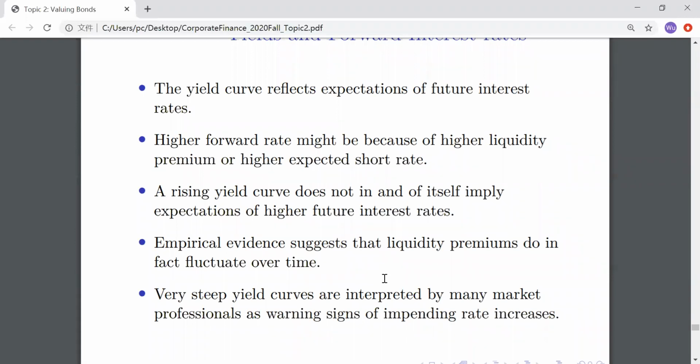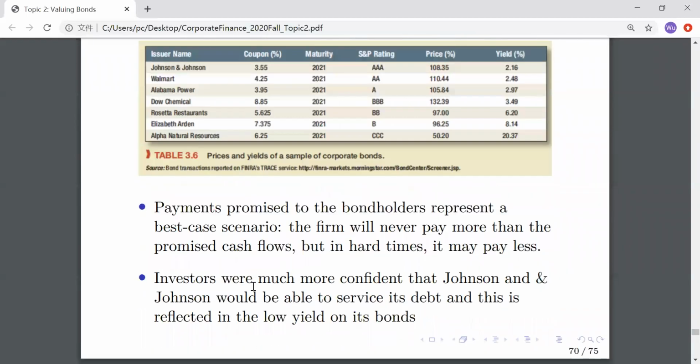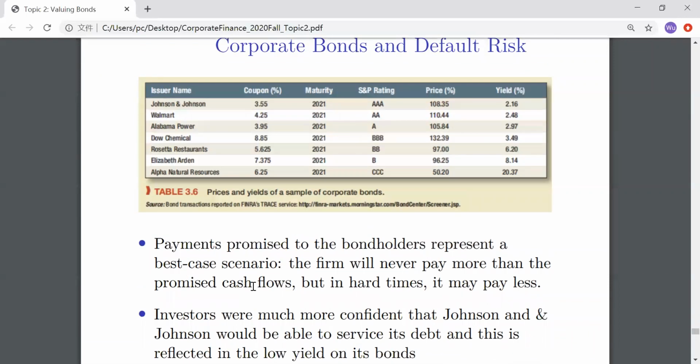But in general, if you have a very steep yield curve, this can give you some comfort that in the future the rate is going to increase, because liquidity premiums are usually not very huge in normal times and do not tend to fluctuate substantially at different times. So if you have a very steep yield curve, that tends to suggest that future rates are going to increase. Okay. Finally, we're going to talk about corporate bonds and the default risk.